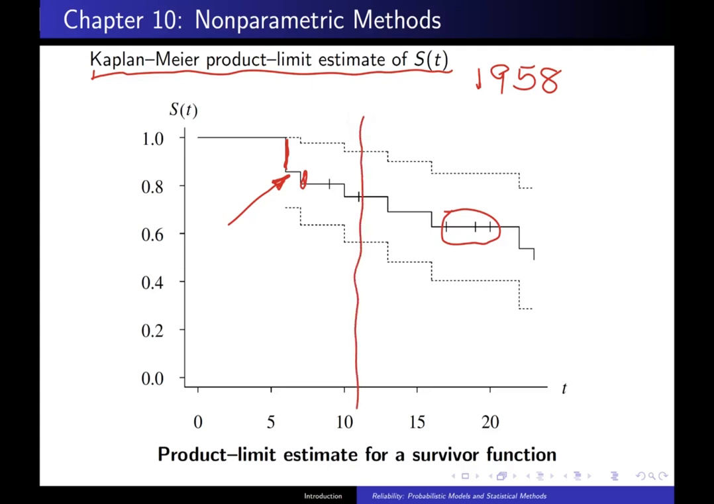95% confidence intervals. So for example, at time 11, which is right here, if I were to be asked, what is my best guess for the probability of surviving to time 11, I would give this height right here. If I wanted a 95% confidence interval for the probability of surviving to time 11, this would be my lower bound and this would be my upper bound.